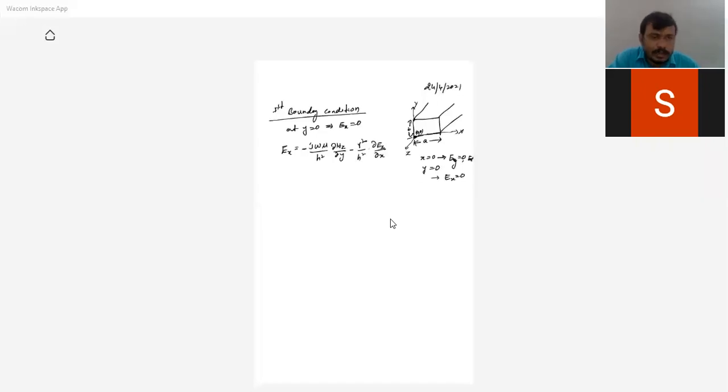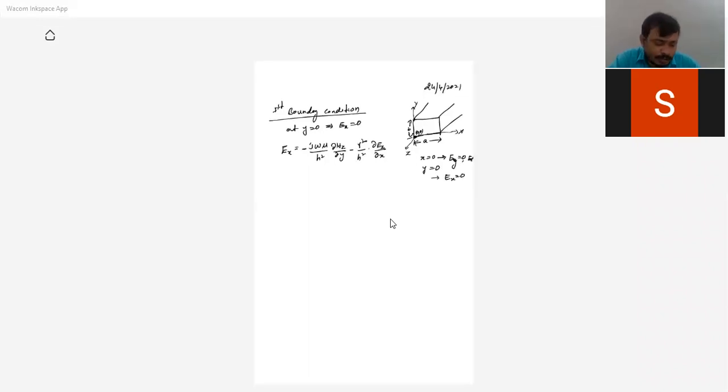In the earlier case for TM mode, the process is different. Directly we took ez there, so we found our components. But here, I am not taking hz directly. By electric field components only, I am going to derive the expressions to find the values of our coefficients k1, k2, k3, and k4. For the first boundary condition, is it clear for you people? At y equal to 0 in the y-axis, the electric field ex component is 0. In the x-axis, the ey component is 0.